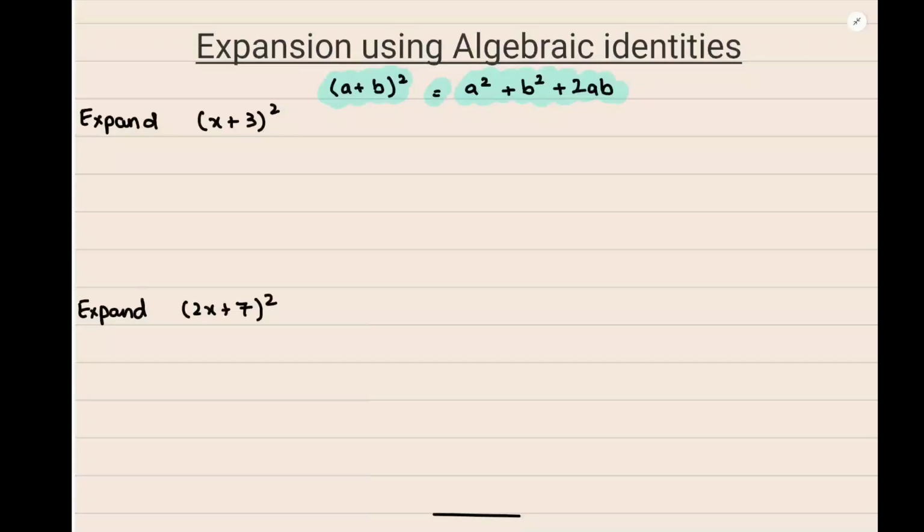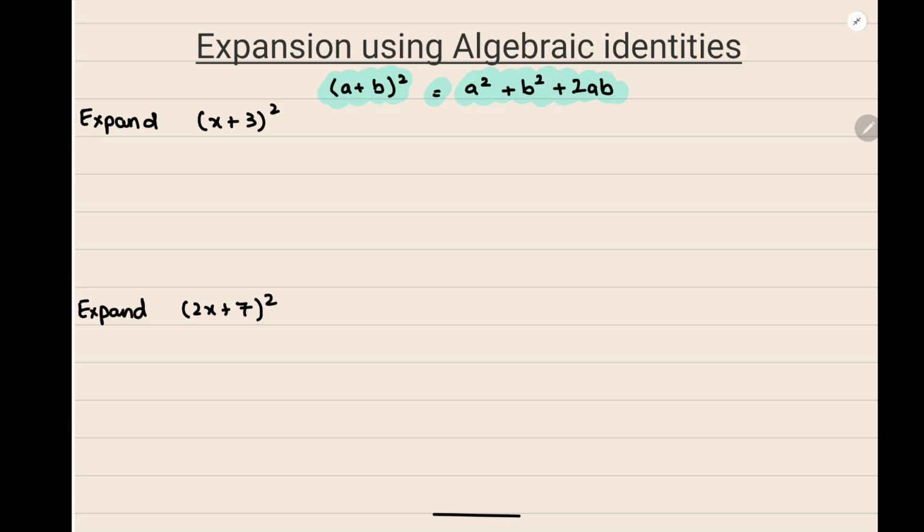In this video, we will learn about expansion using the algebraic identities. In our IGCSE and O-levels, we have three identities. The very first one is (a + b) whole squared equals a squared plus b squared plus 2ab. Now, how can we use this identity to expand our questions?